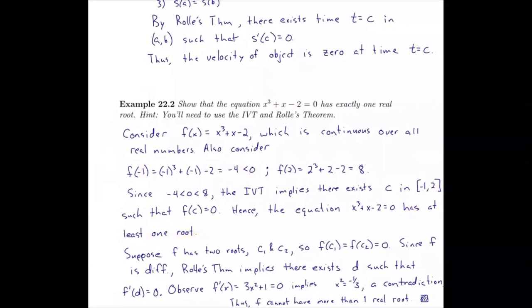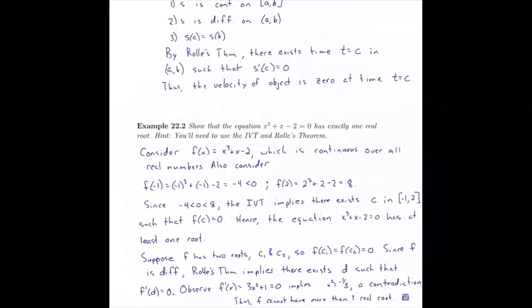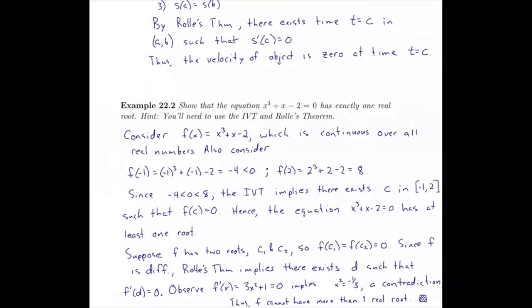They asked us to show that it has exactly one real root, though. All we've shown so far is that it has at least one real root. We don't know if it crosses the x-axis multiple times or just once. Well, it must cross once because they're telling us to prove that it has just one real root. So in order to do that, what we can do is this. This is where Rolle's theorem comes in. Suppose f has two roots, c1 and c2, we'll call them.